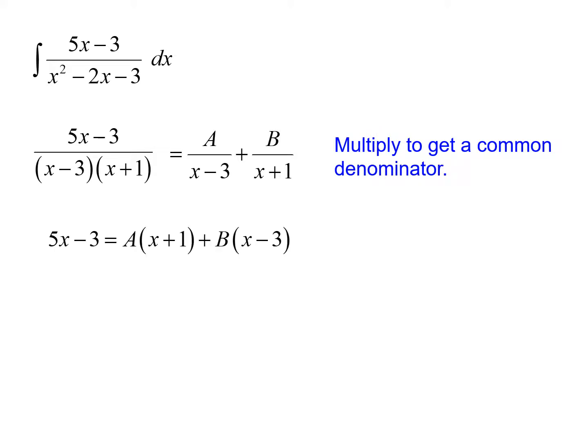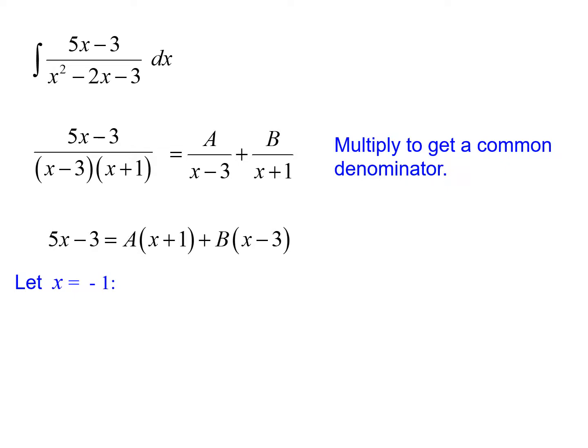Okay, so if we multiply to get a common denominator here, we multiply a over x minus 3 times x plus 1 over x plus 1, multiply b over x plus 1 times x minus 3 over x minus 3, and then since all the denominators are equal, we can just cancel those out and just focus on the numerators.